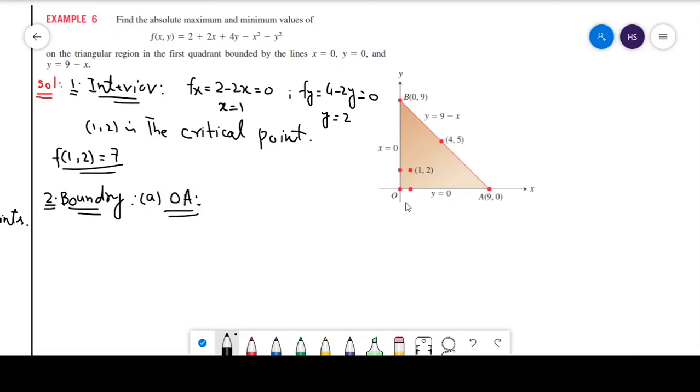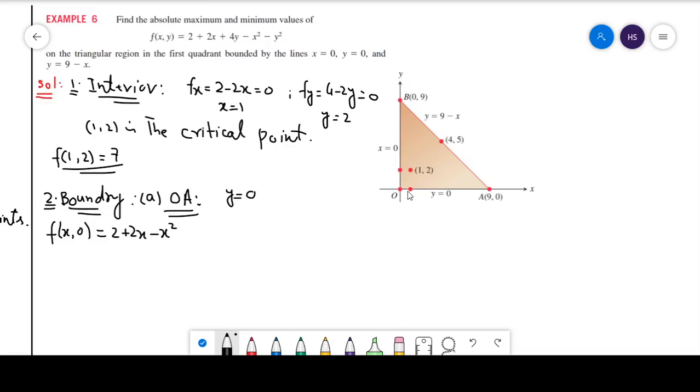So we are going to talk about the segment OA. On this segment, we can easily see that y is 0, because this is our x-axis, and on the x-axis y is always 0. If you insert y equal to 0 in our original function, you will get f(x) as 2 plus 2x minus x squared. This is a single variable quadratic function, and you can easily calculate the extrema on this.